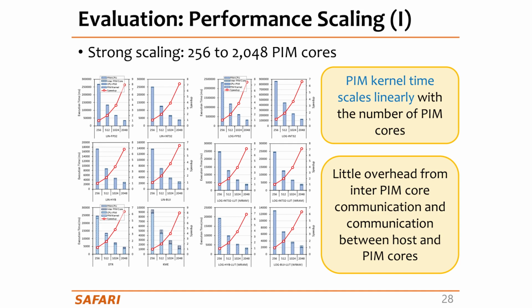Another good observation is that there is very little overhead from either PIM core communication or the data movement between the host and the PIM cores. As you see, data transfers are basically negligible. You can maybe notice them in the PIM communication, but still the maximum number of PIM cores produces the same result.